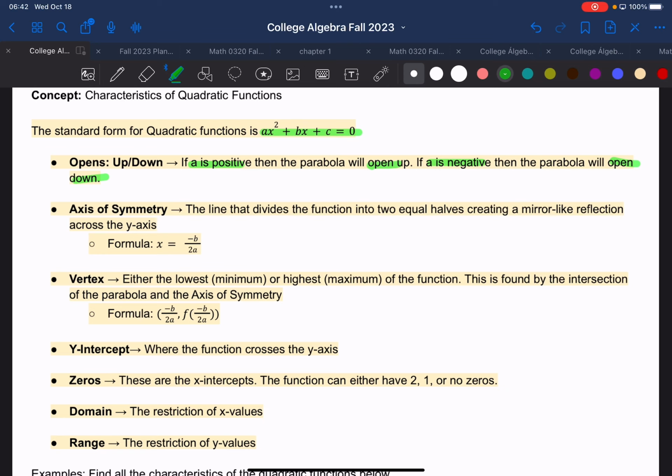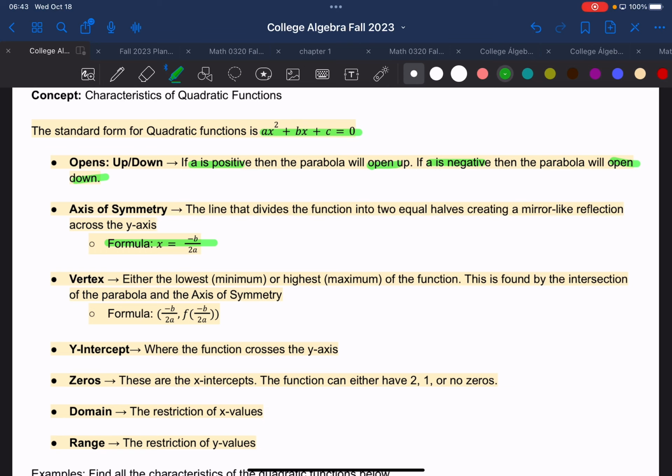The axis of symmetry is the line that divides the parabola in half. So right here, the important part for axis of symmetry is this formula: x is equal to negative b over 2a. That's going to find us the x value where we can draw that vertical line to divide our parabola in half.